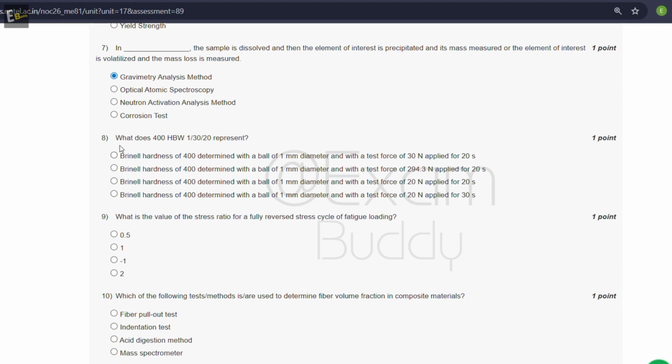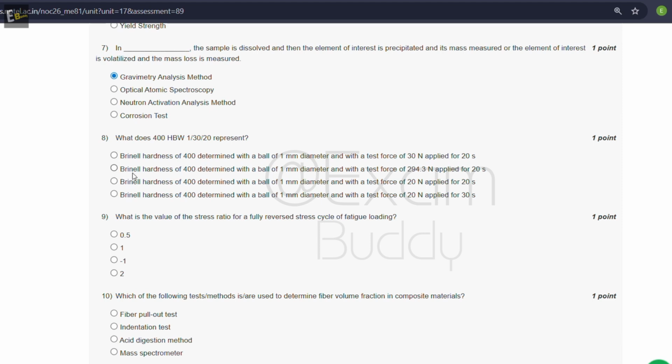Question number 8, what does 400 HBW 1/30/20 represent? Option A, Brinell hardness of 400 determined with a ball of 1 mm diameter and with a test force of 30 newton applied for 20 seconds.